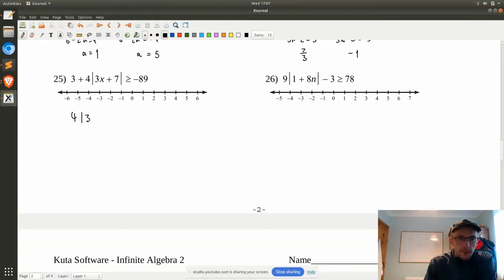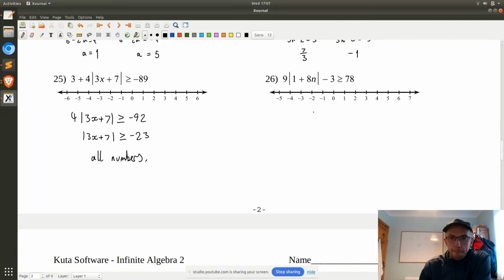So, take 3. Divide by 4. Then what? Oh, all of them. All numbers when you do the absolute value. Yes, it's all of them, indeed. Okay, last one. Get it right.